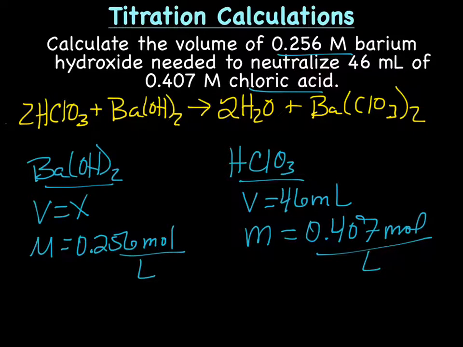All right, so what can we do from here? Well, what we have is we have volume and molarity. So it looks like we're going to be using the formula molarity equals mole over liters. And we don't have enough information for the base Ba(OH)2, but we do have enough information for chloric acid to solve for n. So let's do that.